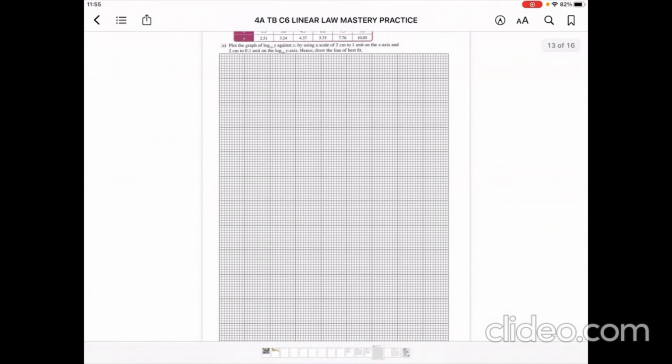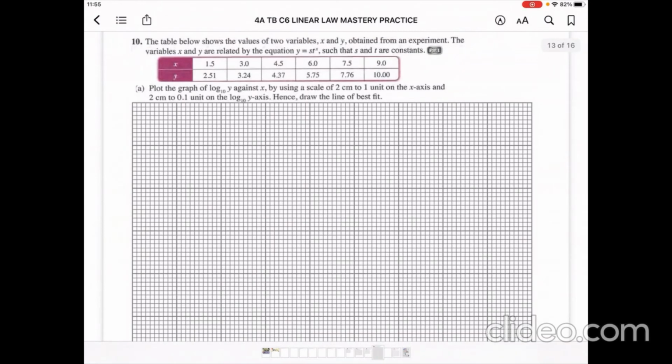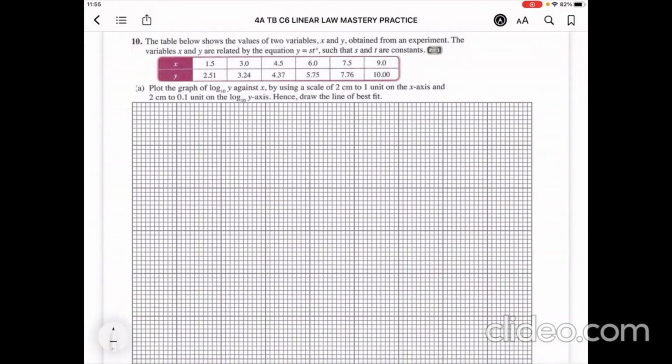Okay. Now for this question, you're supposed to, number 1, plot log 10y against x. So you may have to recalculate your table values. Now I don't have space to do everything, so I'm just going to put my log 10y here. The first one will be, if you take logarithm of 2.51, you get 0.40. Log 3.24, you get 0.51.